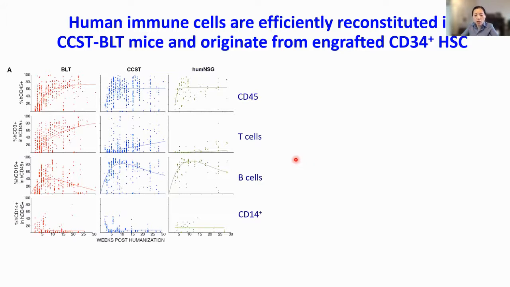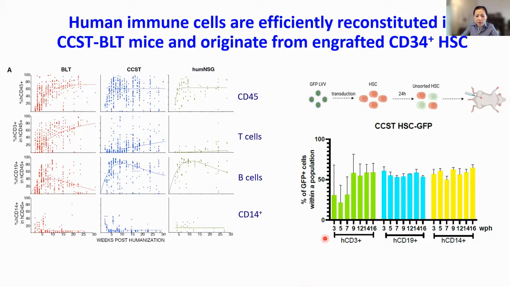However, in order to be sure that the T cells in CCST mice come from the engrafted CD34 positive human stem cells, we transduce these stem cells with a GFP expressing lentiviral vector, and 24 hours later, we administer these cells to the mice. And as you can see from here, at 7 weeks post-humanization, there is a transient mix of T cells that are coming from the CD34 positive HSC, but also T cells that come from the implanted thymus.